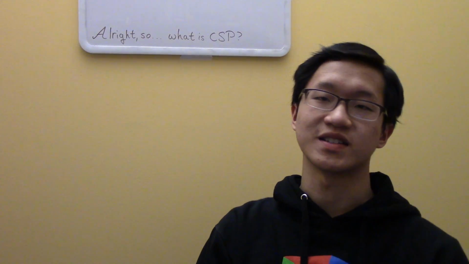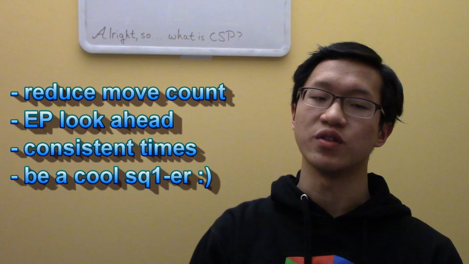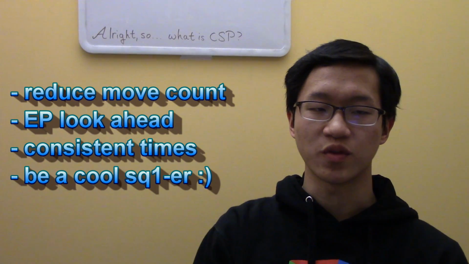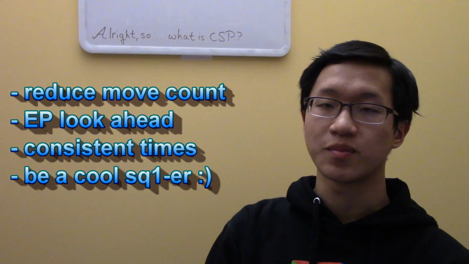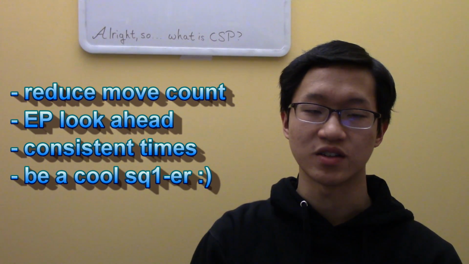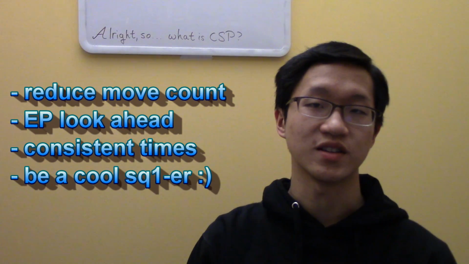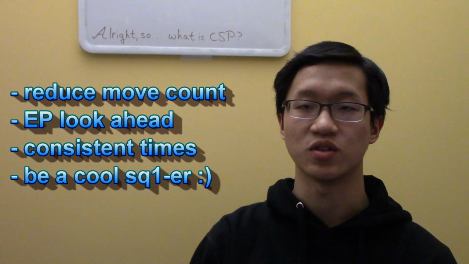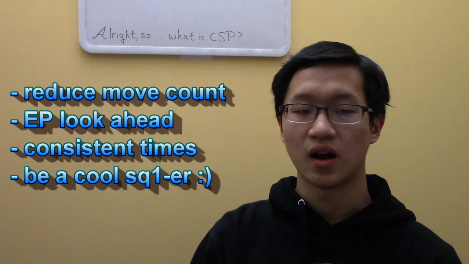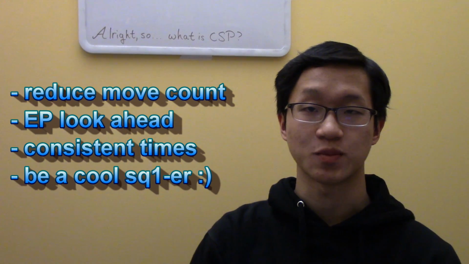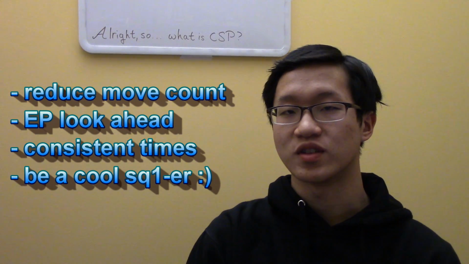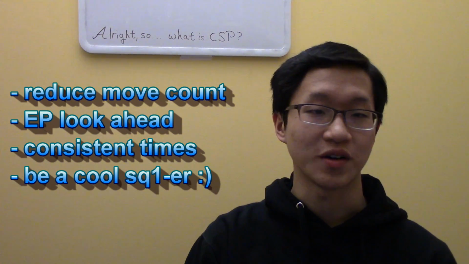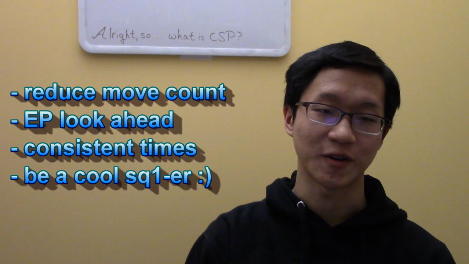This method obviously has several advantages. You can reduce the number of slice moves you need to solve the cube, so overall reduce move count. It'll help you look ahead to edge permutation much more easily, so you would only need to see 2 sides of the Square-1 instead of 3 sides in order to determine the full EP. It'll make your solve times much more consistent, because obviously with parity your times will fluctuate a lot. And overall it makes you a very cool Square-1 solver.